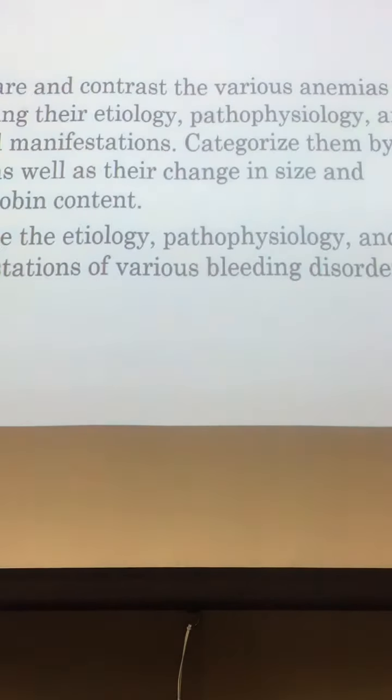So first thing that we need to do is, again, these are the objectives. These are what you're using for studying for your test. Questions?